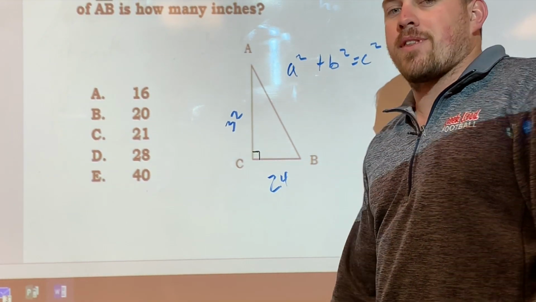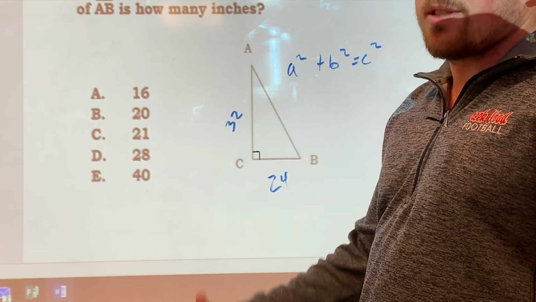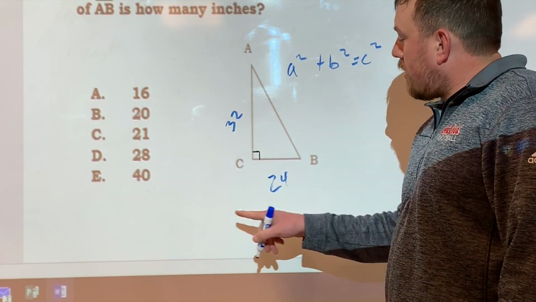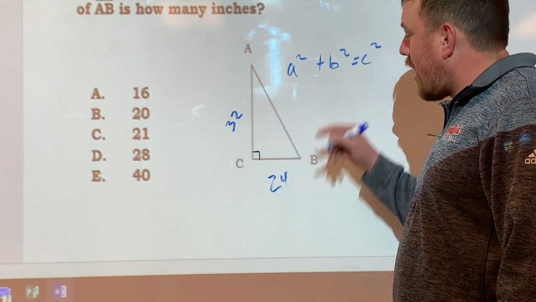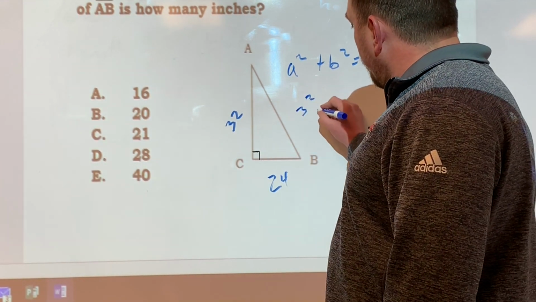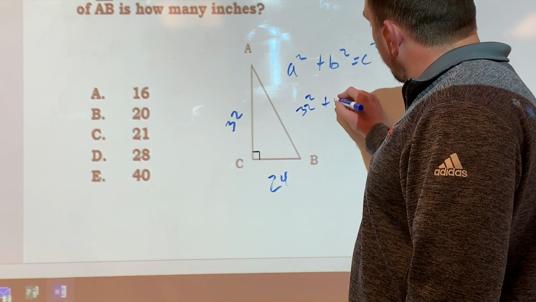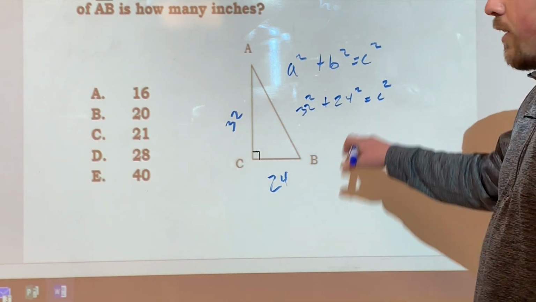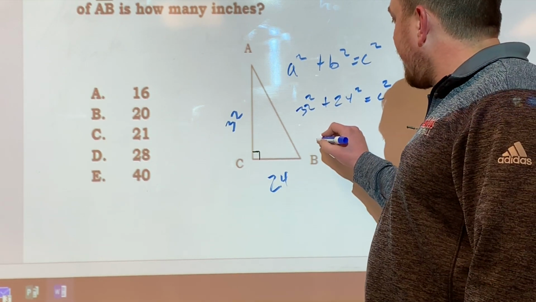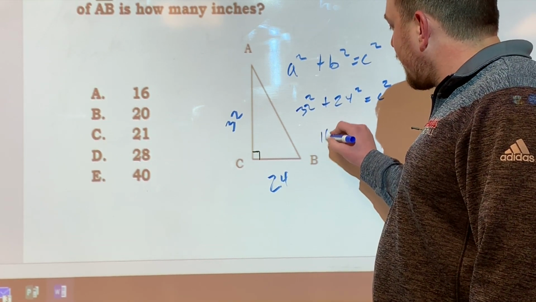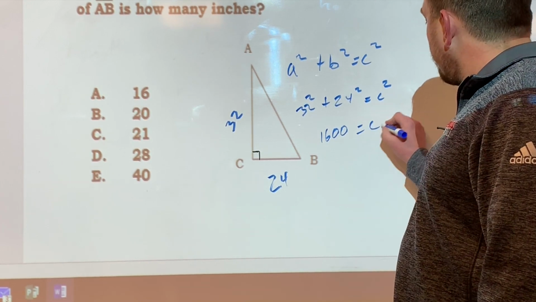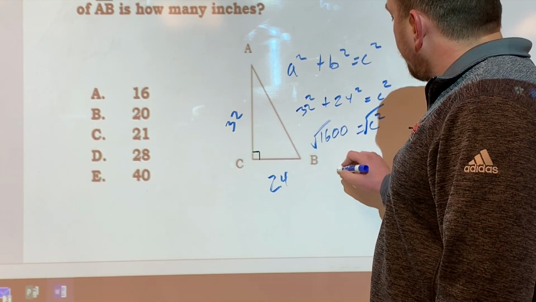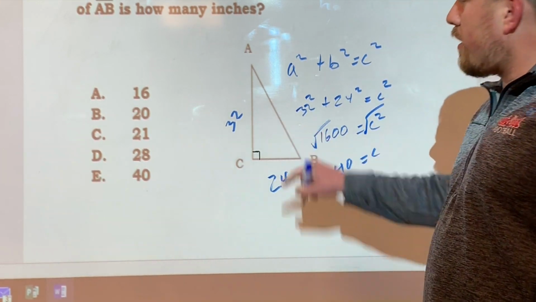You can ask your parents what the Pythagorean theorem is. Usually they know a squared plus b squared equals c squared, but do they know how to use it? You need to figure that out, all right? So we've got legs here, A and B. The hypotenuse is always C. 32 squared plus 24 squared is equal to C squared. We're looking for the value of C. Once you put this in, it comes out to be 1,600, I think. Take the square root of that, square root of both sides. That's 40. So the hypotenuse is 40.